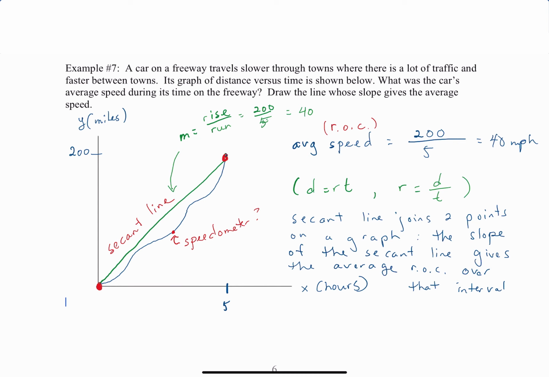And that, by the way, is called instantaneous speed or instantaneous rate of change, which is what I think of as speedometer speed. If I glance at the speedometer in my car, I'm thinking that's the speed I'm going at this exact moment, which isn't necessarily the same as my average speed over the entire trip.